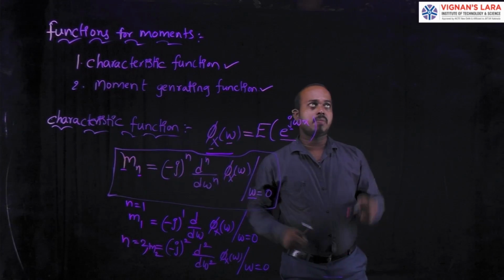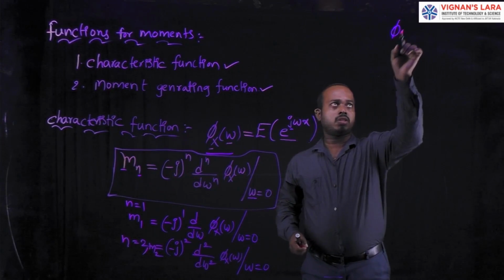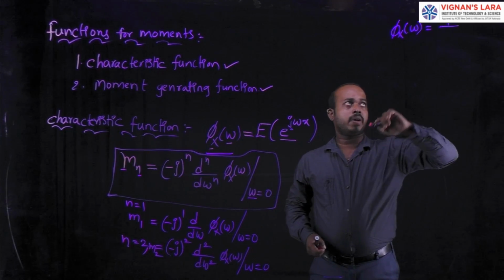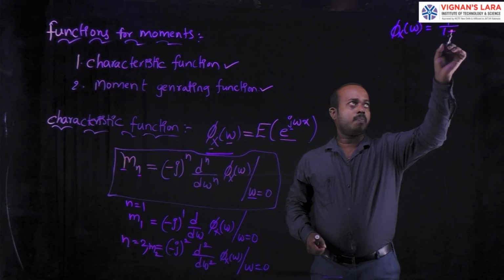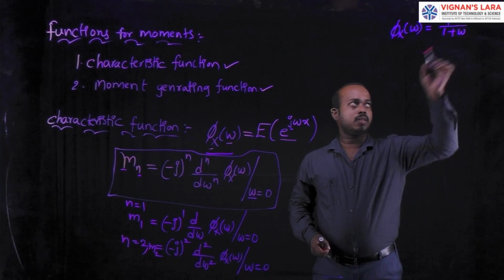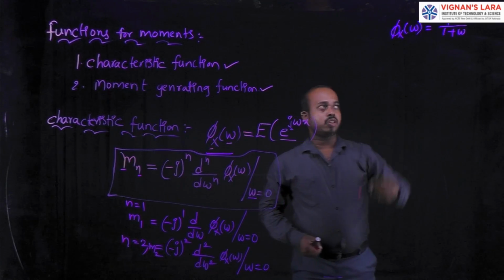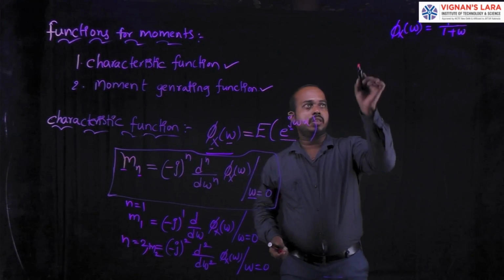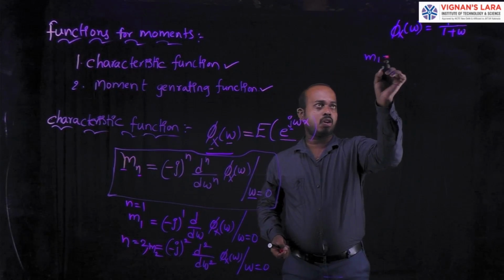Here I am taking the characteristic function pi x of omega as equal to 1 divided by 1 plus omega. I am taking this quantity. For this quantity, what is the first moment? The first moment equation we have already written here.